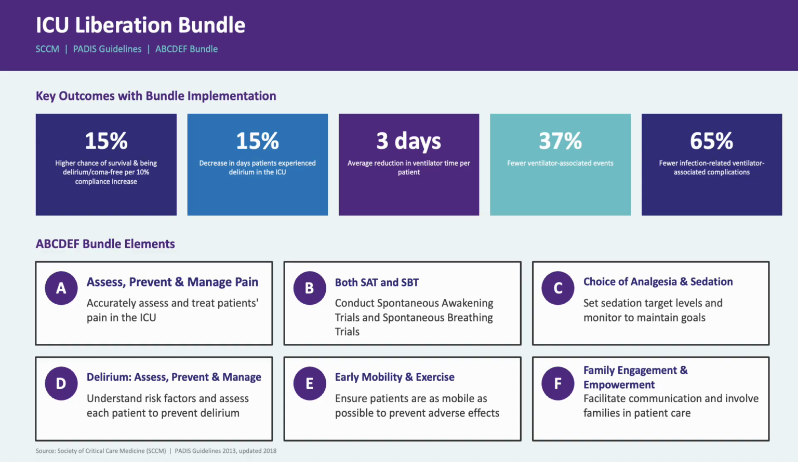This is the evidence behind the ICU Liberation Bundle, and the outcomes are significant. Let us walk through the key outcomes. Look at the top row, the statistics on this slide. First, a 15% higher chance of both survival and being delirium and coma-free for each 10% increase in bundle compliance. Let that sink in. For every 10% improvement in how we consistently follow the bundle, our patients have a 15% better chance of surviving and being free of delirium and coma. That is a direct dose-response relationship between our compliance and patient outcomes.